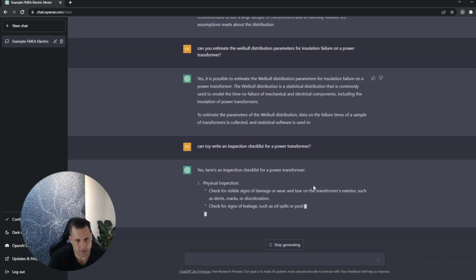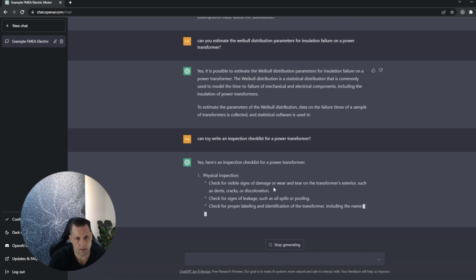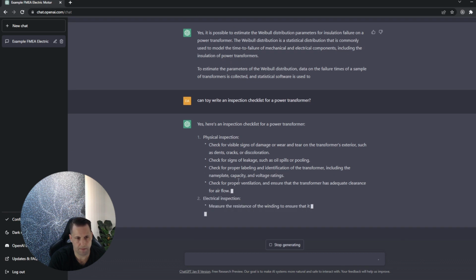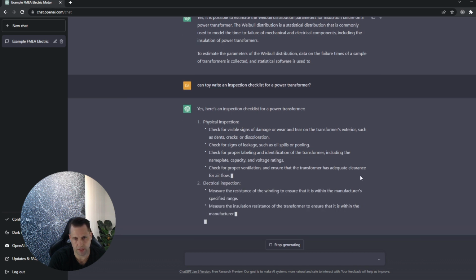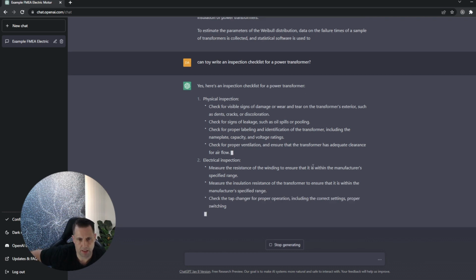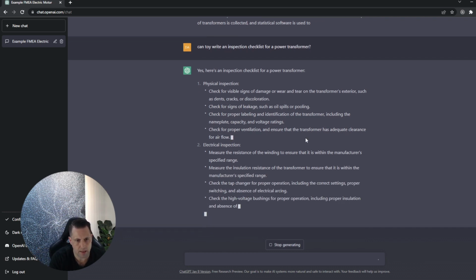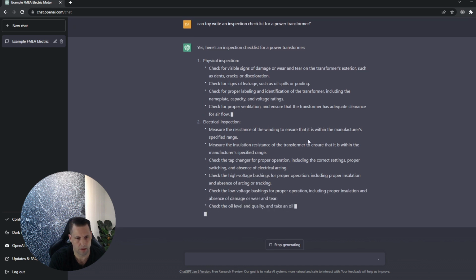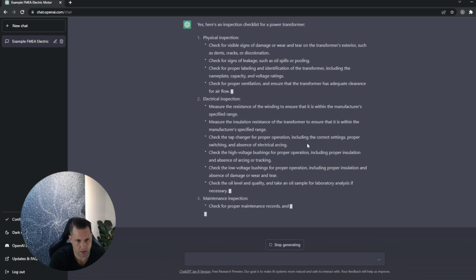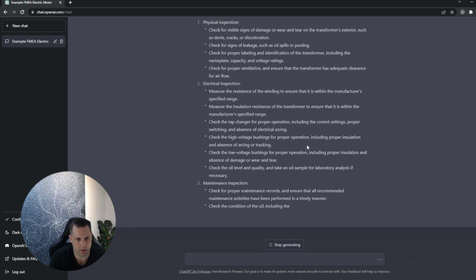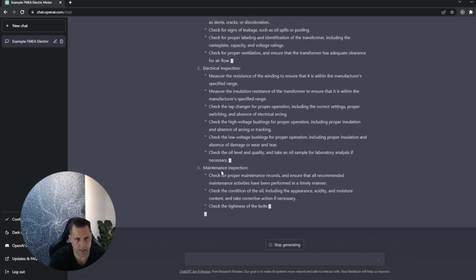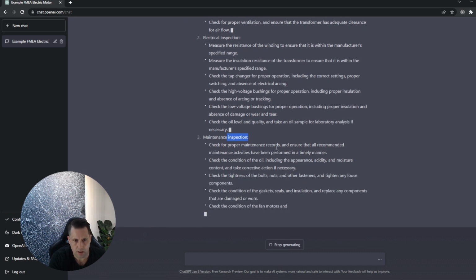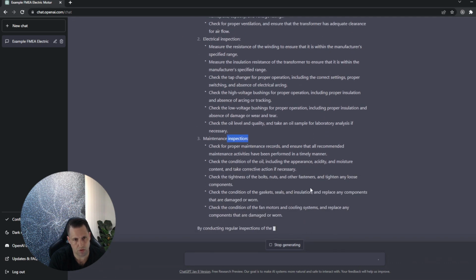Okay, physical inspection. Exterior check, signs of leakage, yep, proper labeling, name code, yep, proper ventilation. Okay. Then it goes into some of the electrical tests, winding resistance testing, insulation resistance testing, tap changer operation, bushing operation, oil level, maintenance inspection. I'm guessing it's more mechanical. Records, oil. So this is all great stuff.